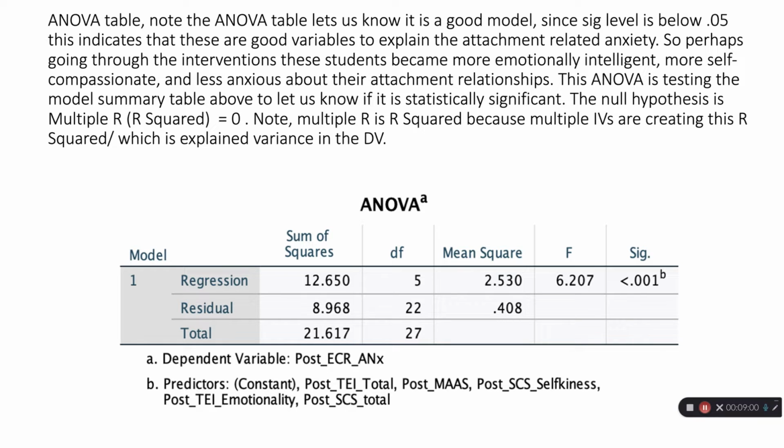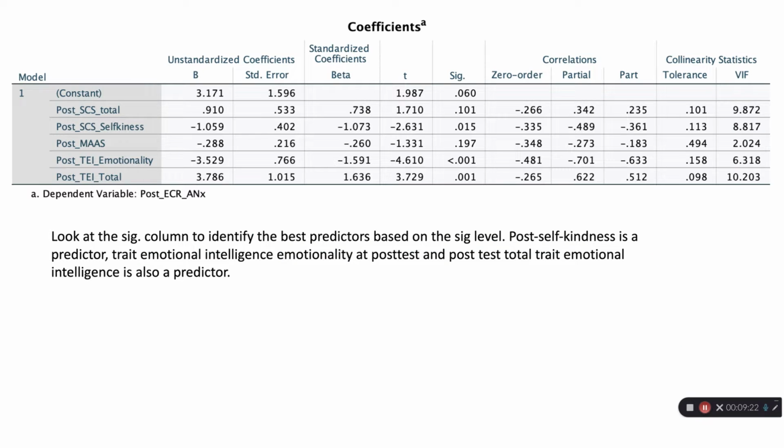So the ANOVA is testing the model summary table. Our null hypothesis would be that the multiple R, the R squared, is equal to 0. So note, the multiple R is the R squared because multiple independent variables are creating this R squared, which is explained variance in the dependent variable. So since our significance level here is less than 0.01, we would say this is a good model.